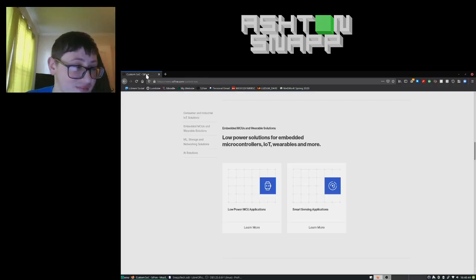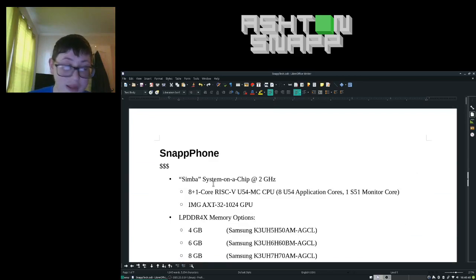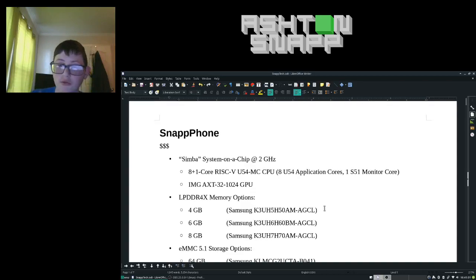Anyways, another thing I should probably point out for the normal CPUs, like in the phone and the tablet and the laptop, is that it's an 8+1. So it's basically, as it says here, 8 U54 application cores, which are the Linux capable ones, and then a single S51 monitor core. The monitor core, as far as I know, basically handles the boot process. That's basically what that does.